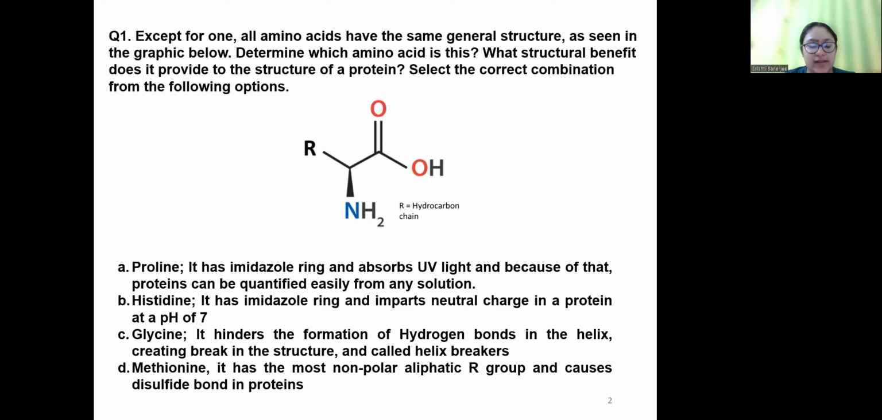As there is only one participant, if I'm not very wrong, you can just have a guess and post your answer in the chat box, and then we can discuss why your answer is correct or wrong, and what the correct one should be. The structure here is very clear. There's one C group, and a COOH is attached to it.